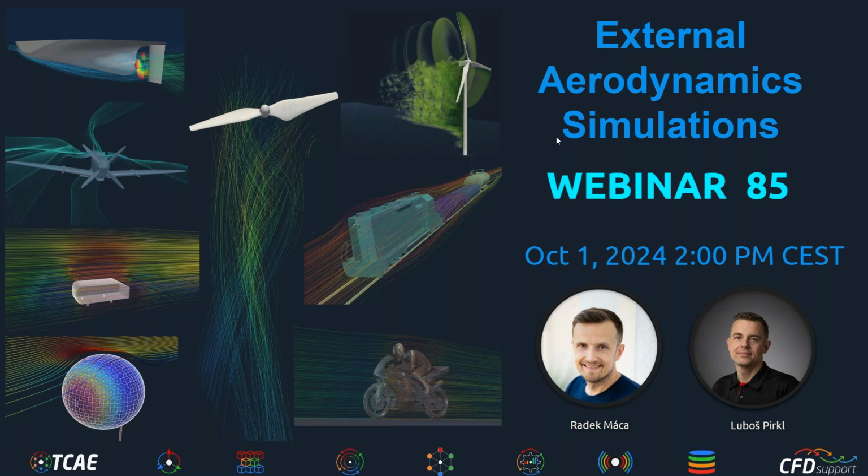Okay, so external aerodynamics is pretty much everything where an object is exposed to flowing air with some kind of open boundaries. So it could be wind or it could be a moving object exposed to the flow. So we will talk about it in today's webinar.